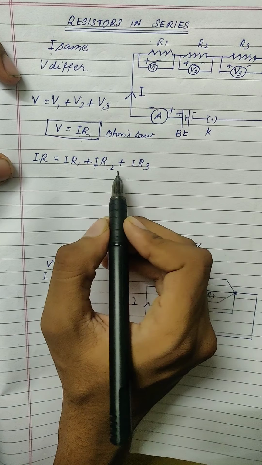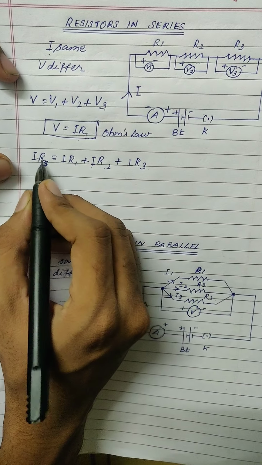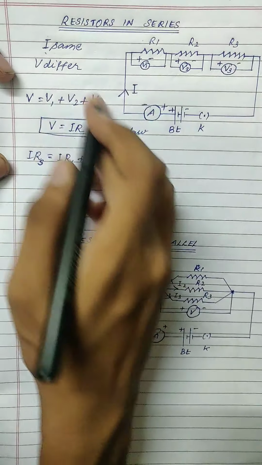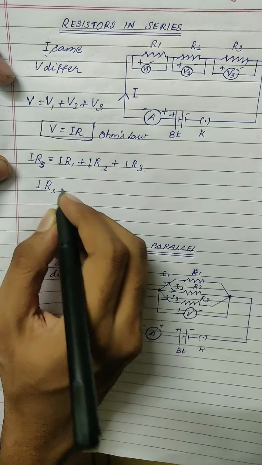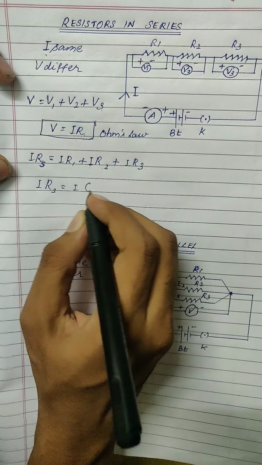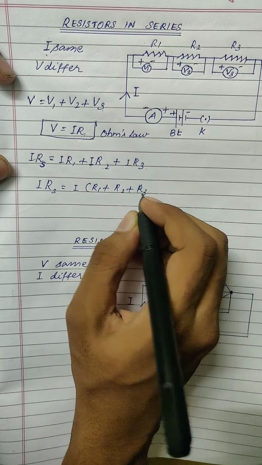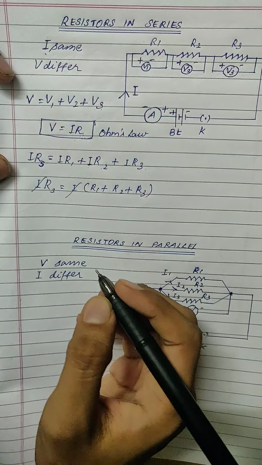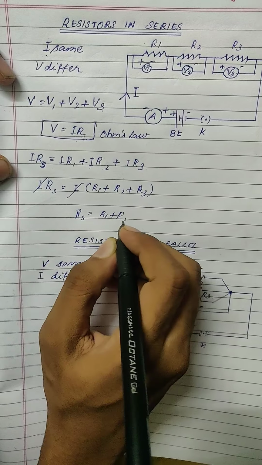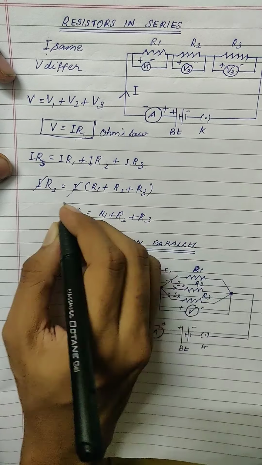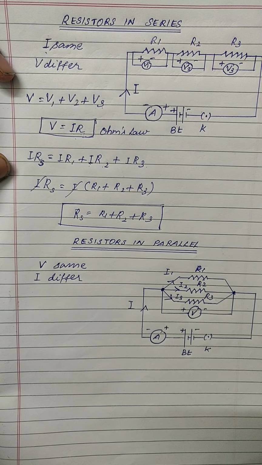Okay, so now I am using RS to represent the total series resistance, the combination, the full resistance. So for series I am using RS. So now what will happen? IRS is equal to, we can take I as common out. So you'll be getting R1 plus R2 plus R3. Now I and I will get cancelled and you will be getting RS is equal to R1 plus R2 plus R3. So this is the final formula for the total resistance when the resistors are connected in series.